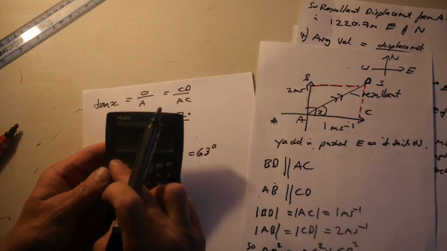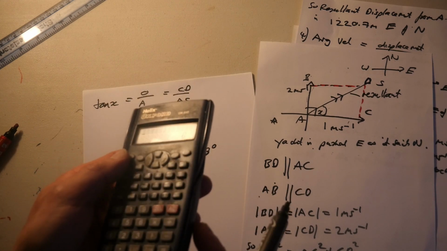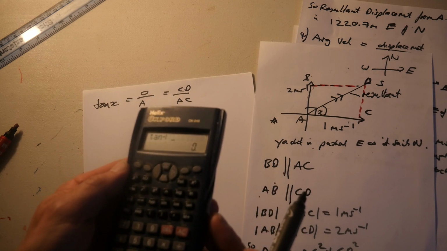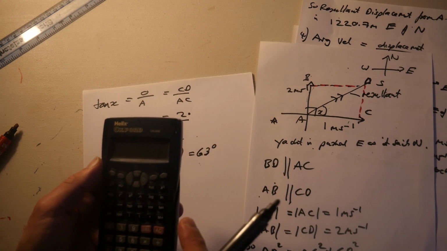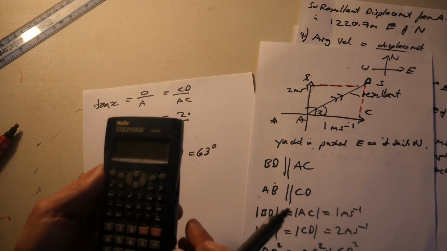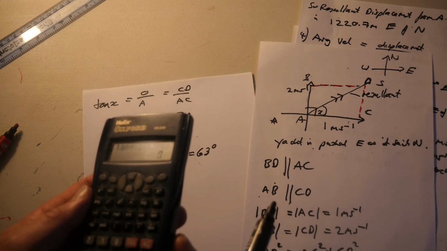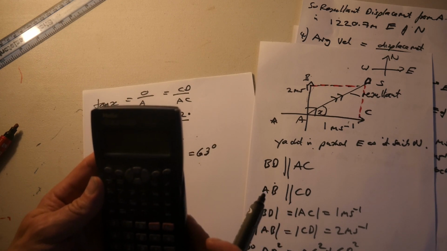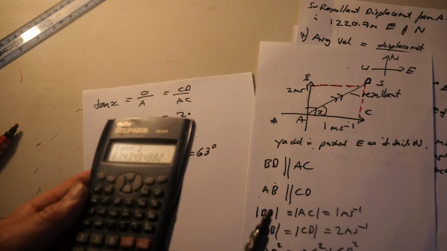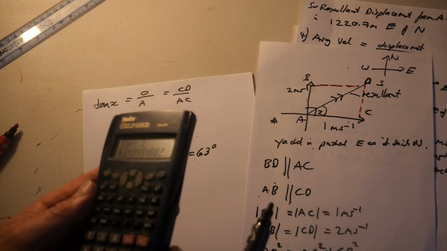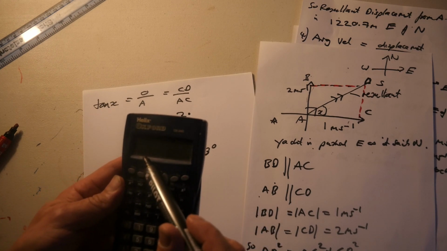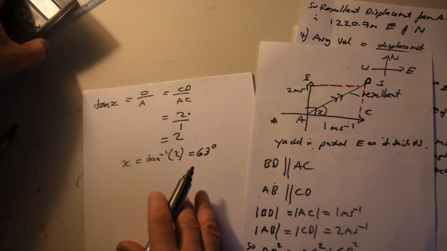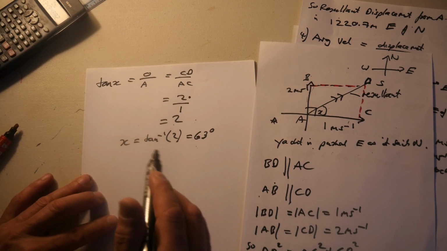So if you press the shift button, shift tan gives you the inverse function, and then press 2, you get a value of, can you see that? 63.4 degrees. Okay, I'll leave it at 63.